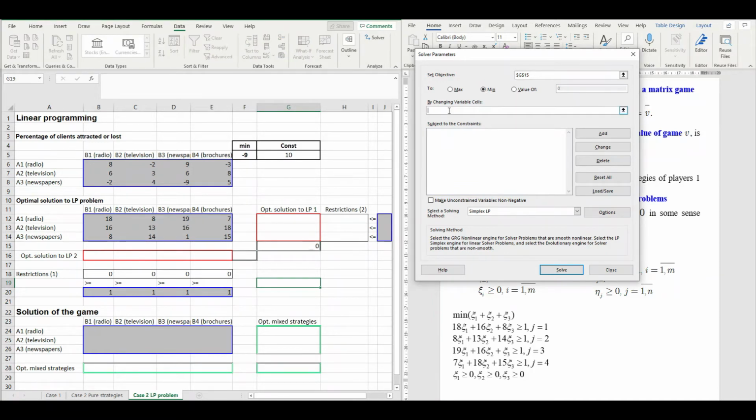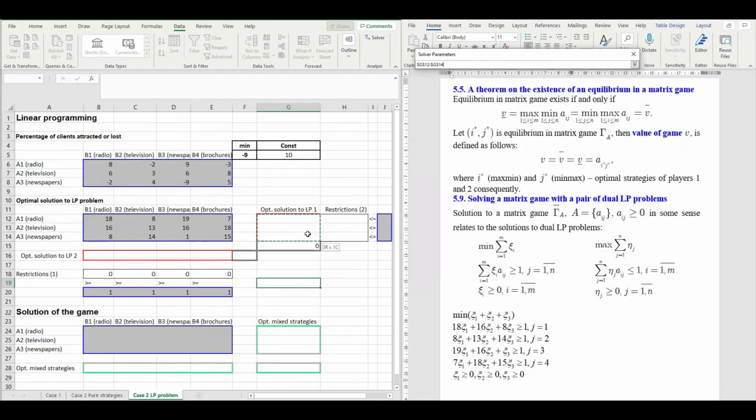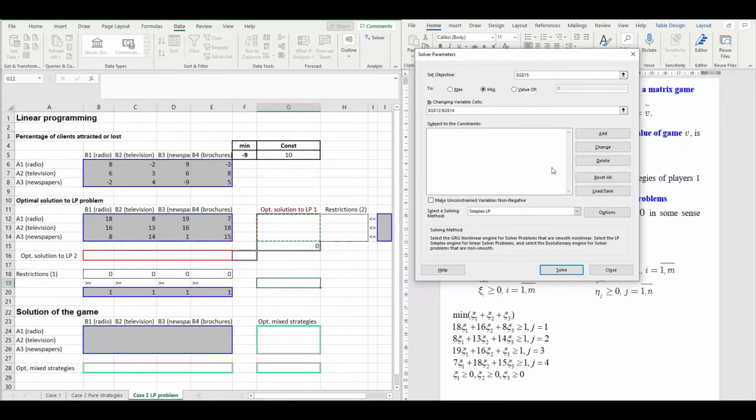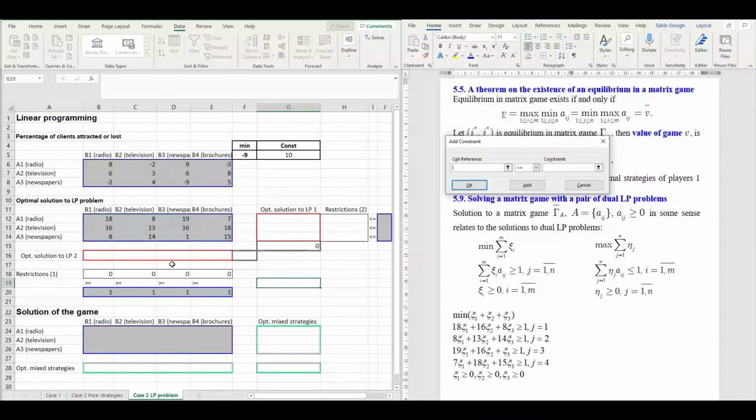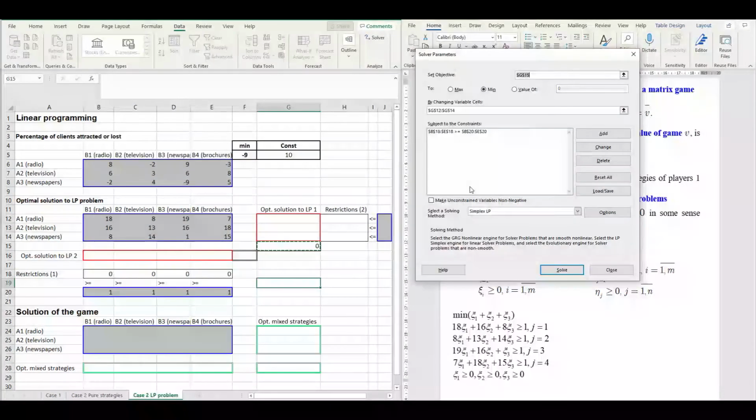The next step, we should choose our variables. They are in the column number G, in the red frame. Let us add the restrictions. We add the left-hand sides of our restrictions, which are in the row number 18, and they should be no less than unit, and units are represented in the 12th row. Also, our variables should be non-negative, and let's make unconstrained variables non-negative.